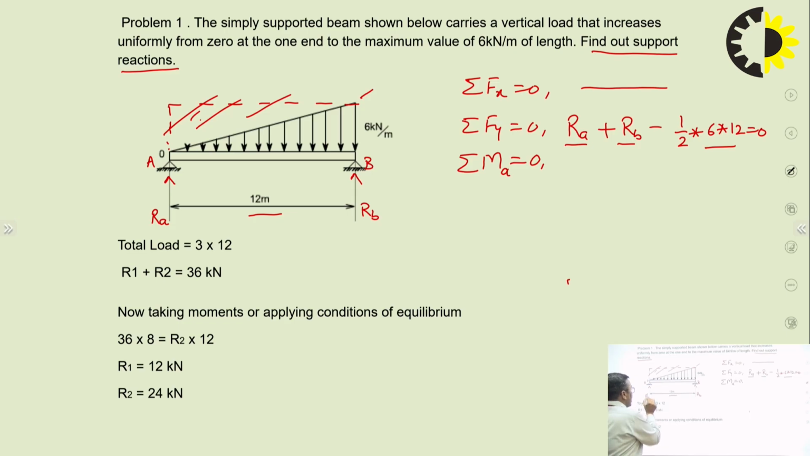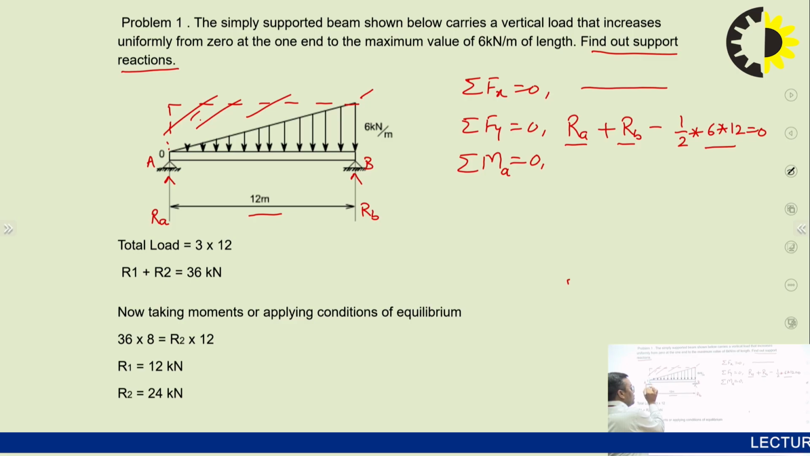But this force RA, where is it passing? It is passing through the point A. So the perpendicular distance of RA from point A, how much will it be? It is 0. So there will be no moment due to RA about point A.